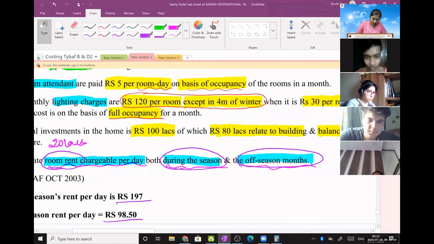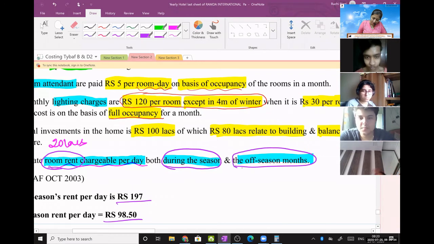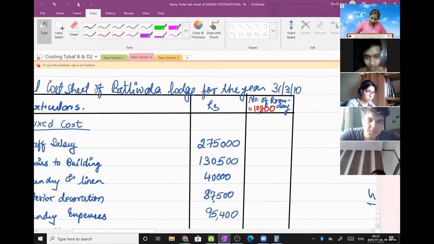What have they asked you? I mean, what are you supposed to calculate? We are supposed to calculate this. This is what they wanted the answer: season's rent and off season's rent. Okay, but we haven't got that answer yet.